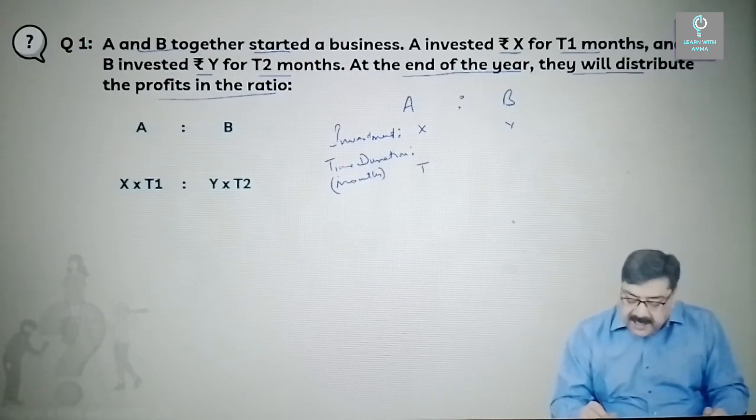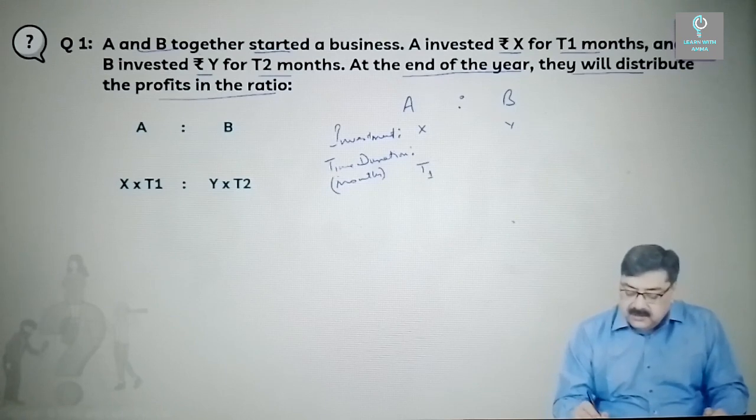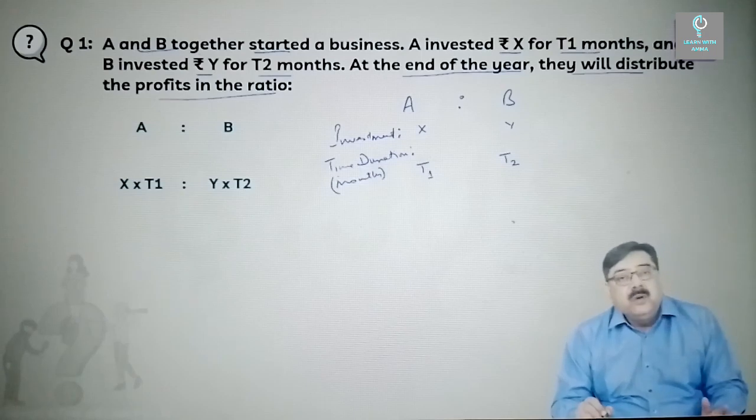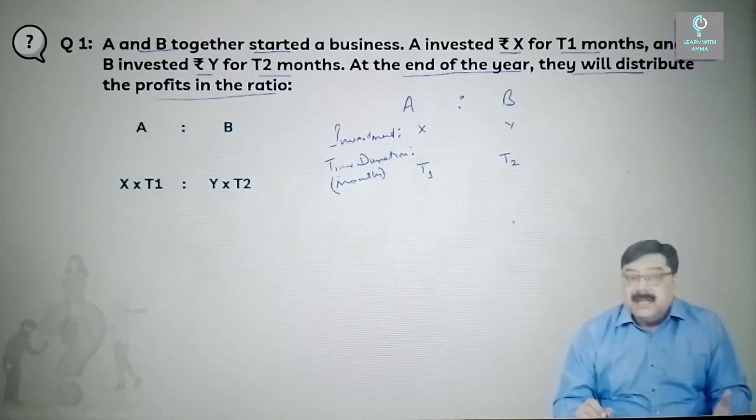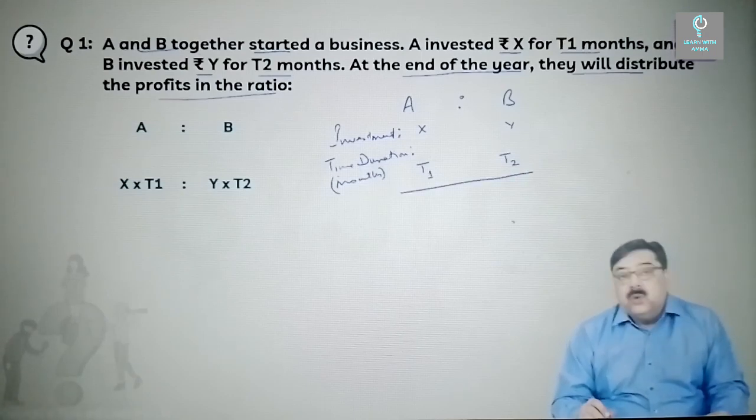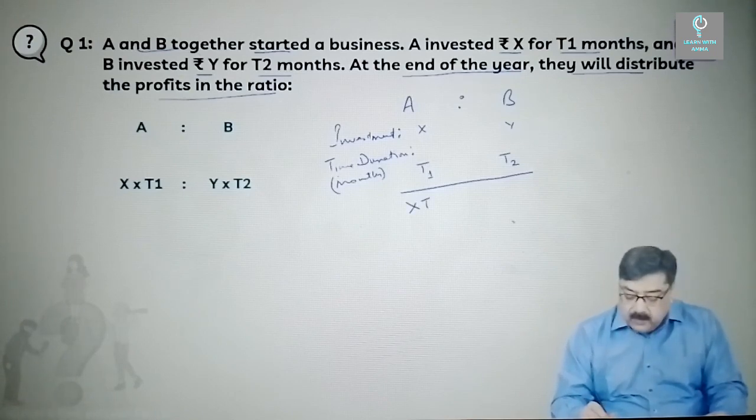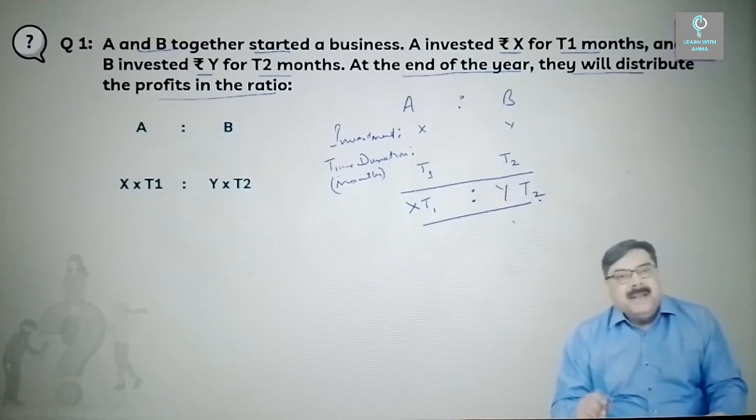So A's money stayed in the business for T1 months, and B's money stayed in the business for T2 months. So the ratio in which they will divide their profits would be X T1 is to Y T2. Now based on this, we will solve the questions that follow.